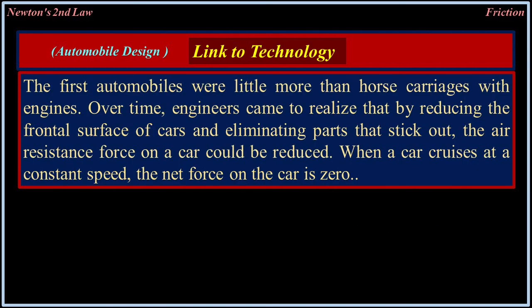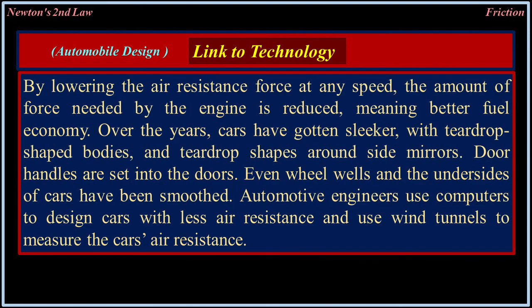The first automobiles were little more than horse carriages with engines. Over time, engineers came to realize that by reducing the frontal surface of cars and eliminating parts that stick out, the air resistance force on a car could be reduced. When a car cruises at a constant speed, the net force on the car is zero. This is linked to technology, automobile design. By lowering the air resistance force at any speed, the amount of force needed by an engine is reduced, meaning better fuel economy.